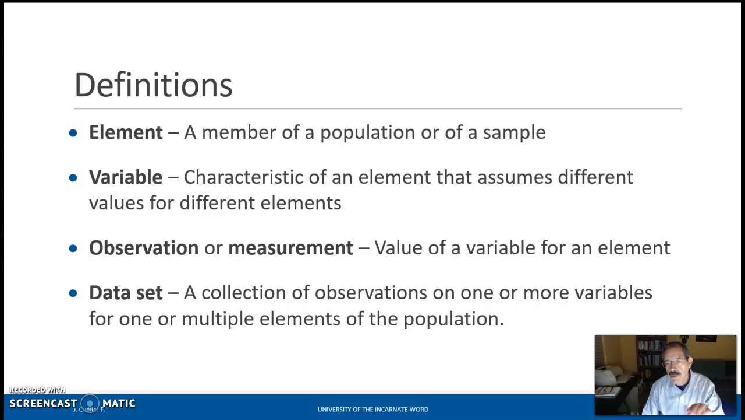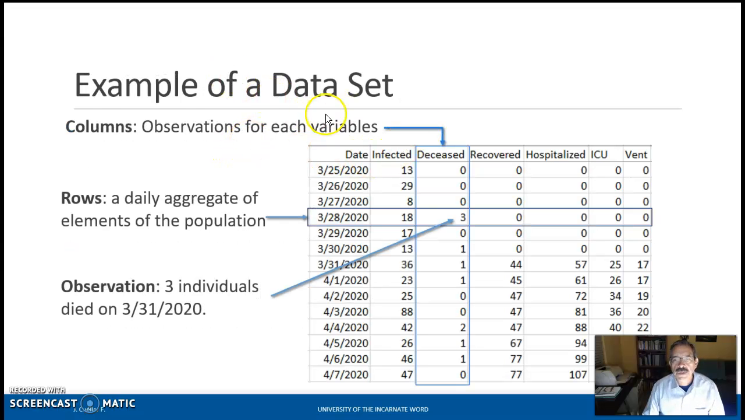Now, the quantity we obtain when we assess the characteristic of interest, we call it the observation or the measurement. So each of the weights that we took from each individual is called an observation or a measurement. That's the value of the variable for a particular element. Now, when we put the variables, the measurements and the elements together into a data set, the data set will look something like this.